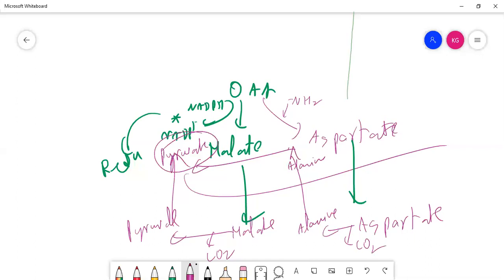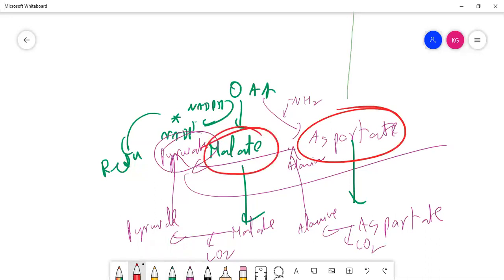So what I'm trying to tell you, we have different subgroups of C4 plants also. Some are aspartate formers and some are, कहाँ चला गया हमारा? Malate formers. ठीक है? So this concept should also be very, very clear.